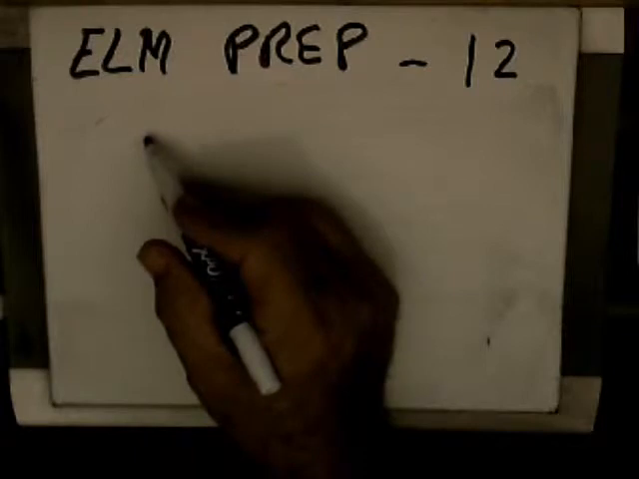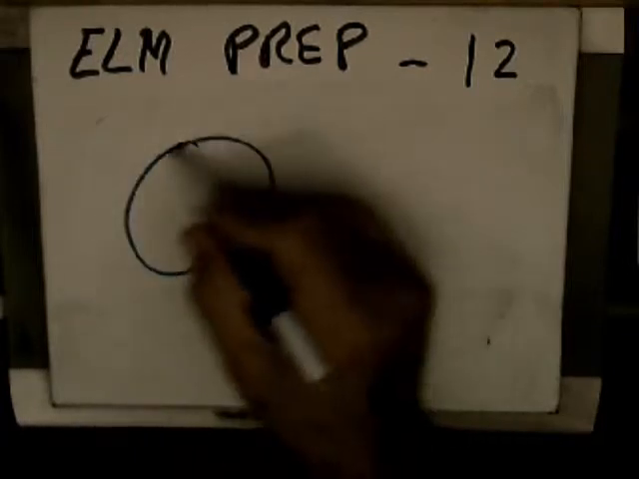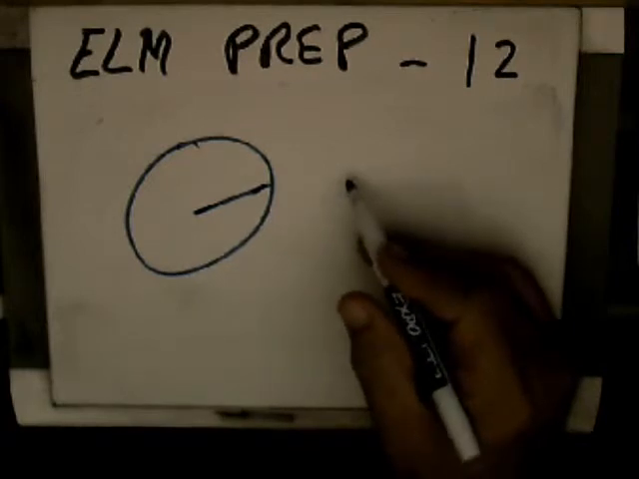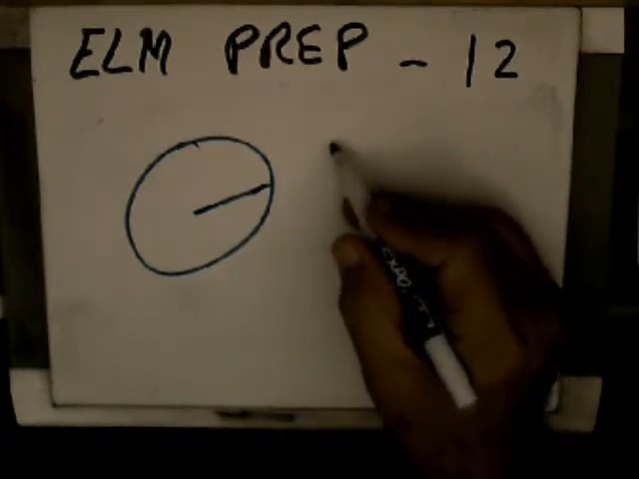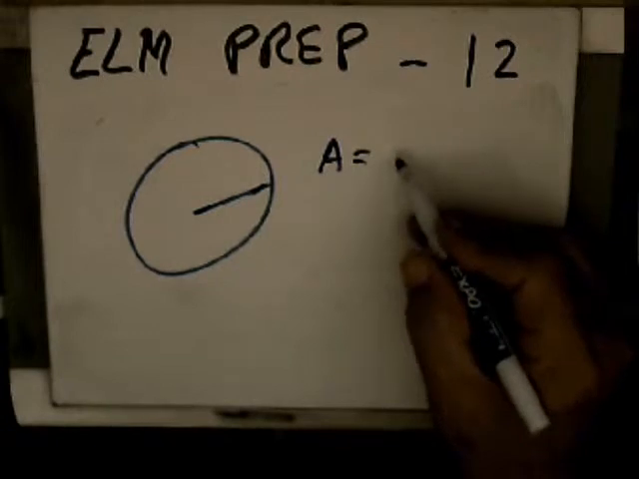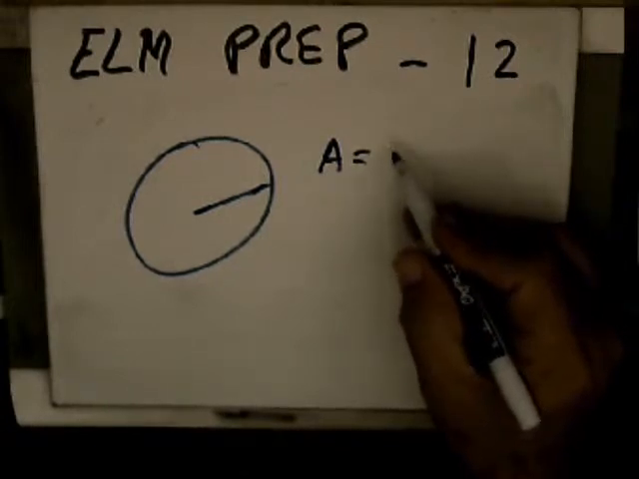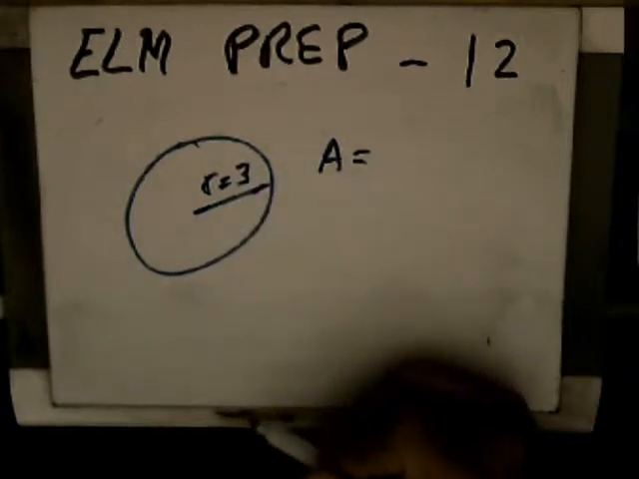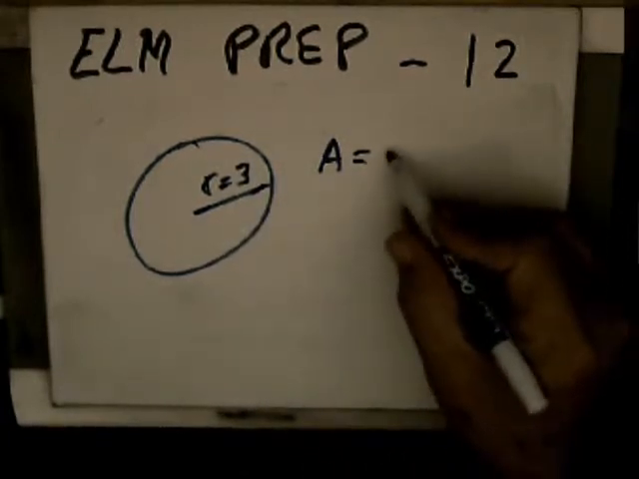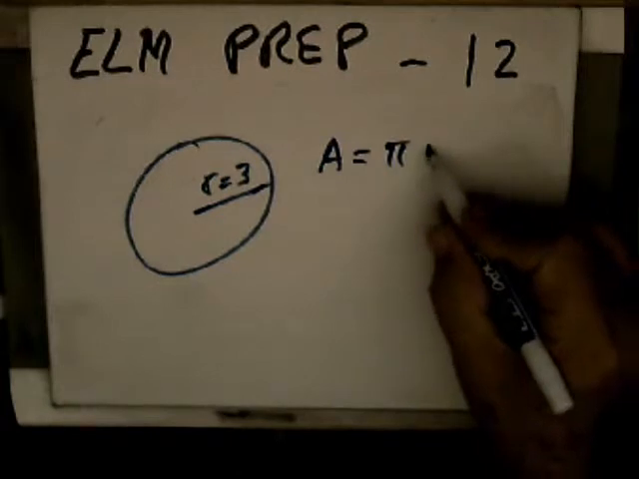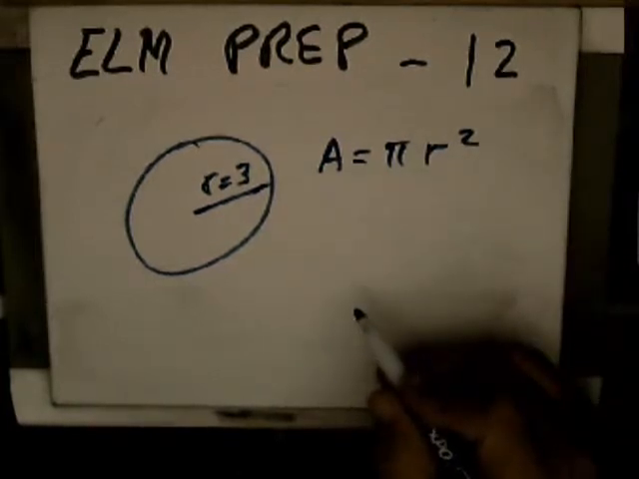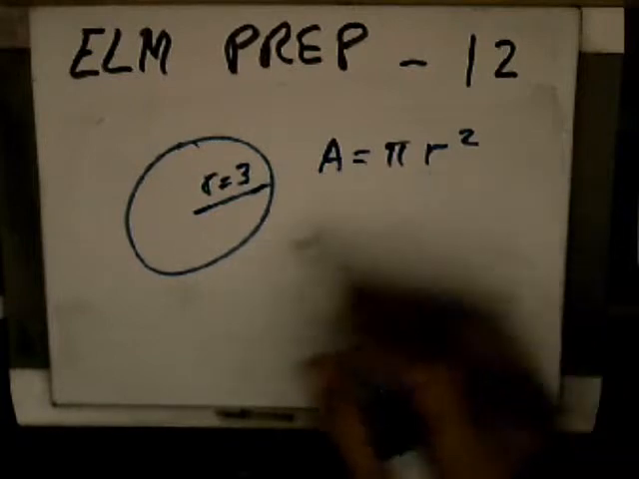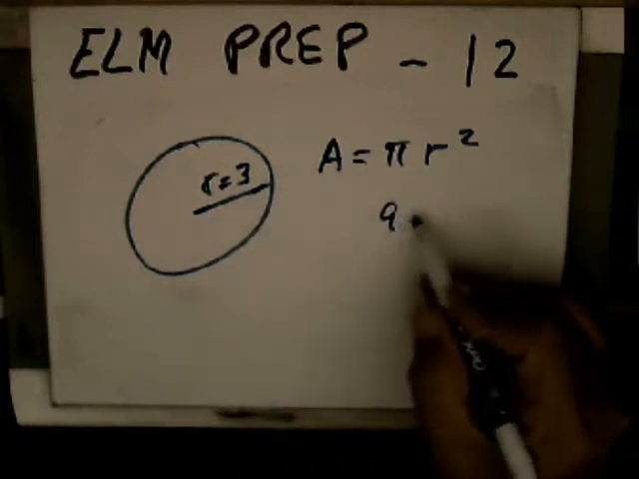Here's another estimate. They want to know the area of the circle, and they tell you that r equals 3. You know that the area of the circle is pi r squared. If they leave it in pi, we just square that and we'll get 9 pi.